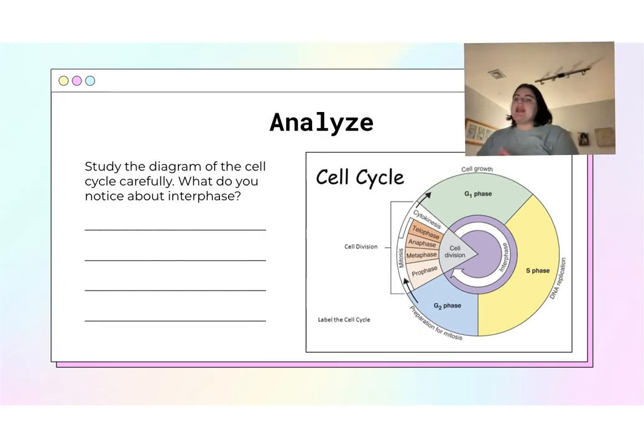All right. So we're going to analyze the diagram of the cell cycle really quick. I want you to look at that diagram of the cell cycle that is on the screen in front of you. I want you to tell me a few things that you notice about interphase. Think about comparing it to cell division. Think about what's going on in those three parts. Go ahead and tell me what you notice about interphase. When you're ready and you've had one or two things written down, go ahead and press continue.